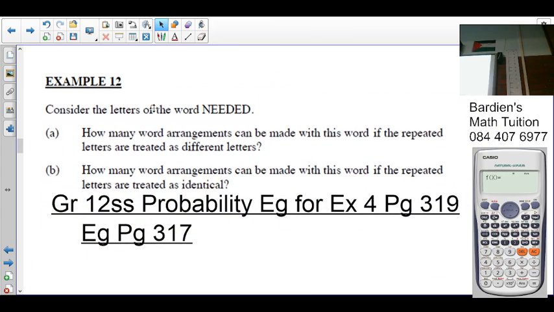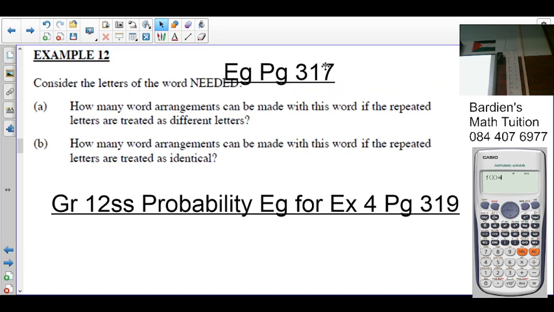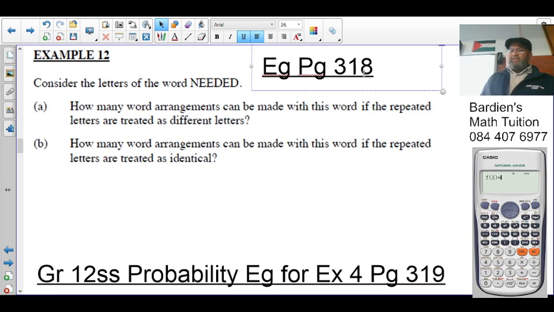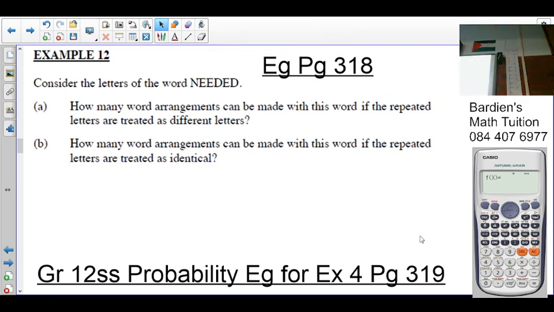So let's look at example 12, and example 12 is on page 318. So we're doing the example 4 exercise on 319. The full lessons can be found also in the description box below. So consider the letters from the word needed.